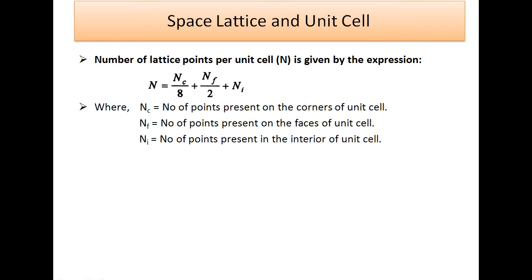Now in general, if we want to calculate the total number of lattice points per unit cell, we can use this expression, where NC is the number of atoms or points present on the corners of the unit cell, F is the number of points present on the faces of the unit cell, and I is the number of points present in the interior of the unit cell, or you can say inside the body of the unit cell. So by using this general expression, we can find out the total number of lattice points per unit cell.